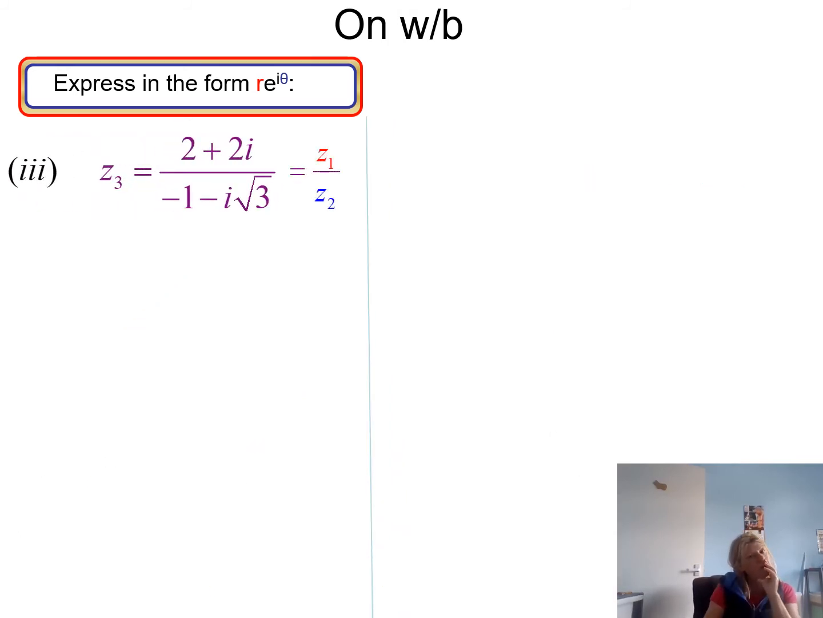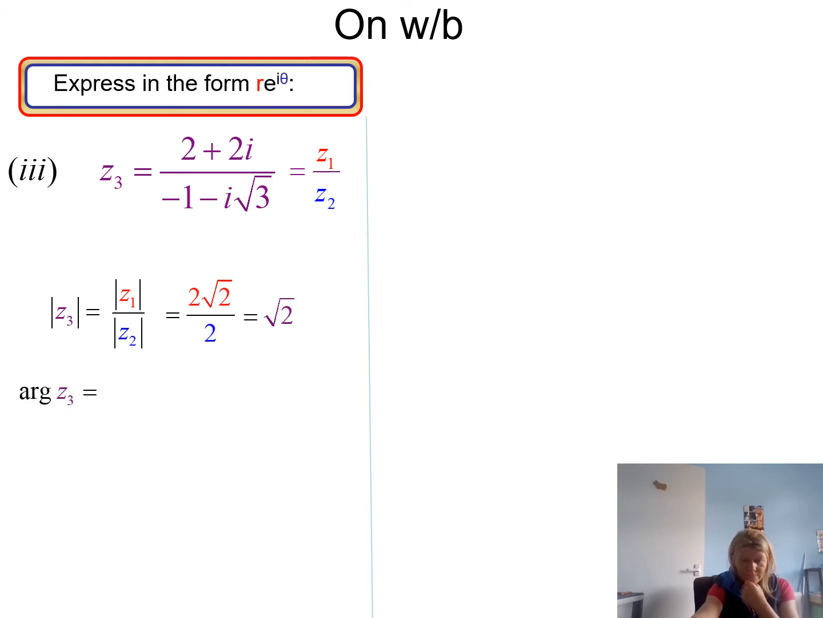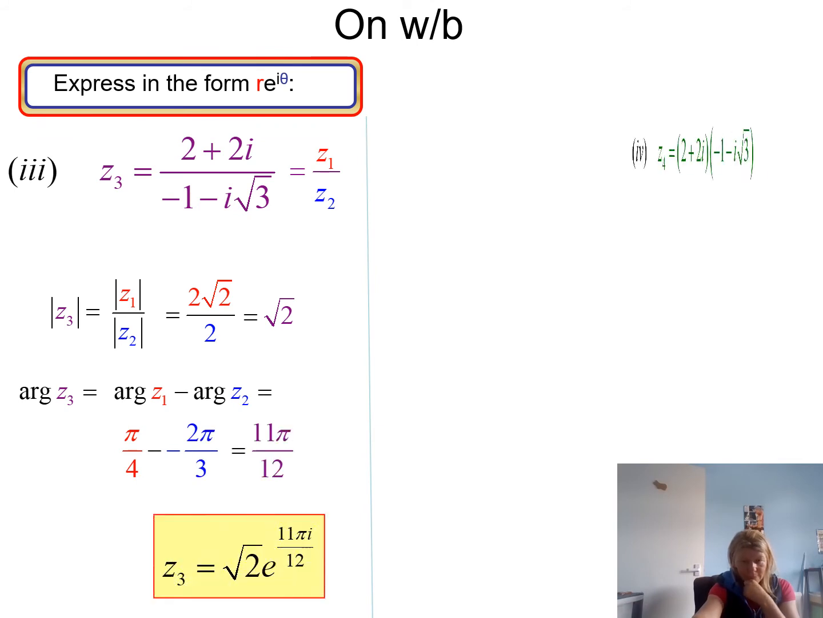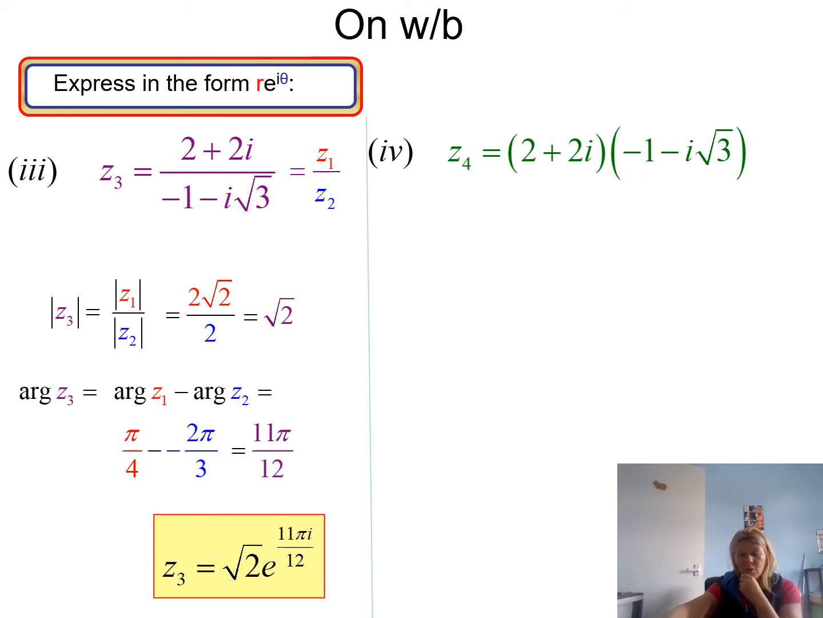No, it's divide first. If you divided those two complex numbers together, what would you do with your two answers? Write it down, remember the shortcut. So that's the answer. Now you're multiplying them.